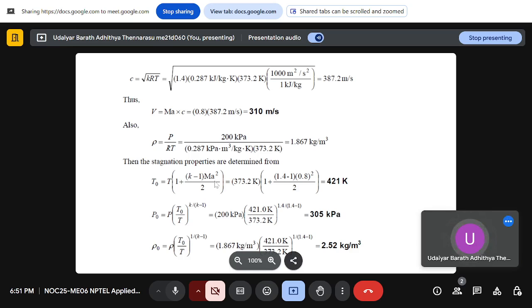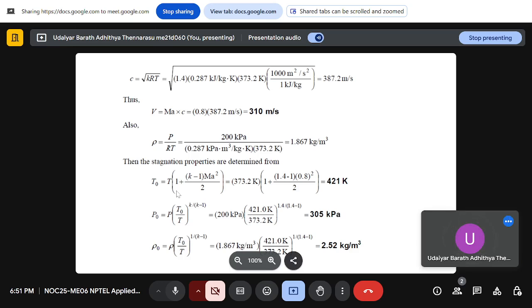V can be written in terms of Mach number, so we get Mach number square into C square. C is again root of gamma RT, and substituting that, this is how the expression turns out. So T naught equals T multiplied by 1 plus gamma minus 1 into Mach number square divided by 2. We are getting this from the expression H naught equals H1 plus V1 square by 2.